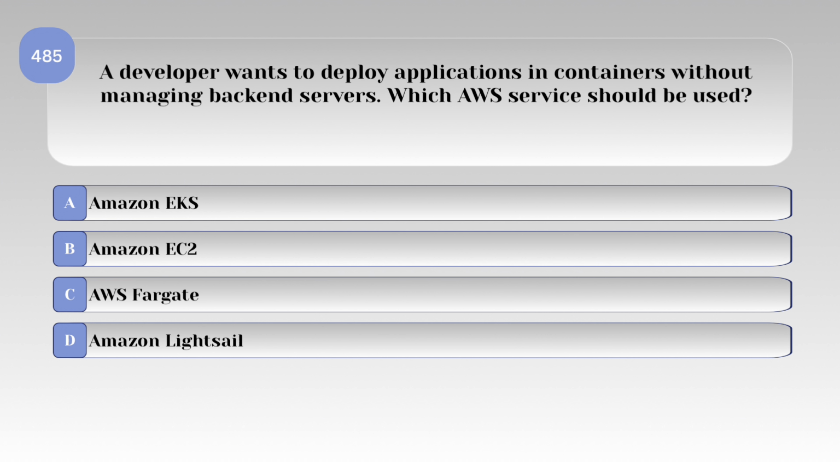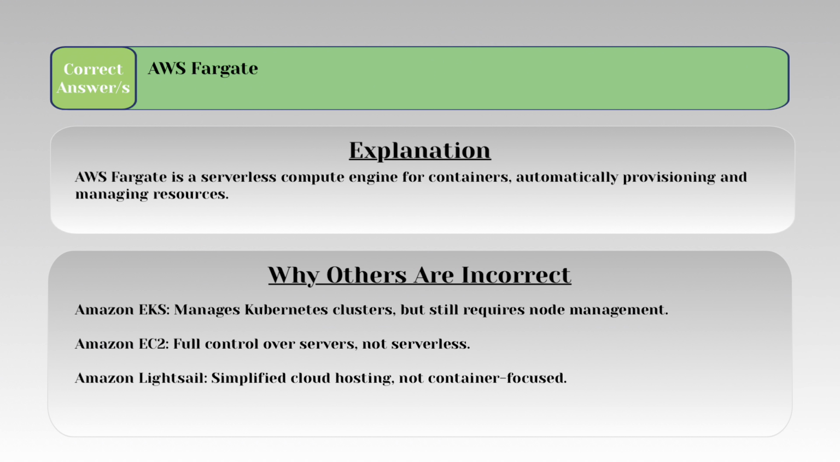A developer wants to deploy applications in containers without managing backend servers. Which AWS service should be used? Correct answer: AWS Fargate. Explanation: AWS Fargate is a serverless compute engine for containers, automatically provisioning and managing resources.